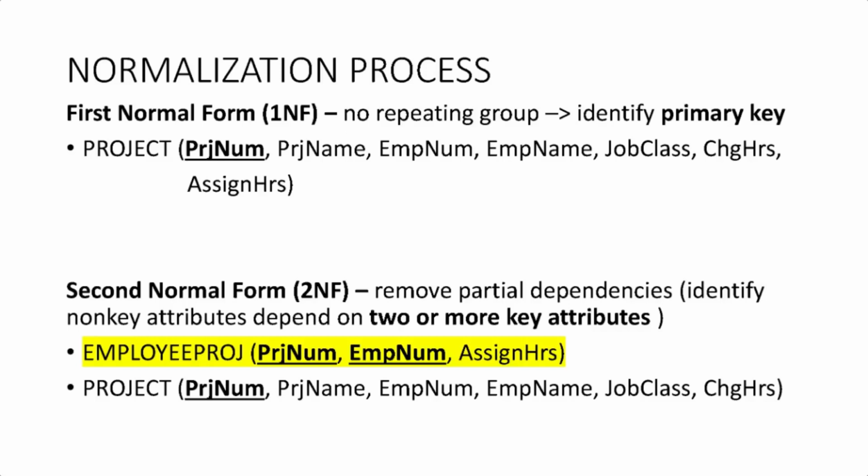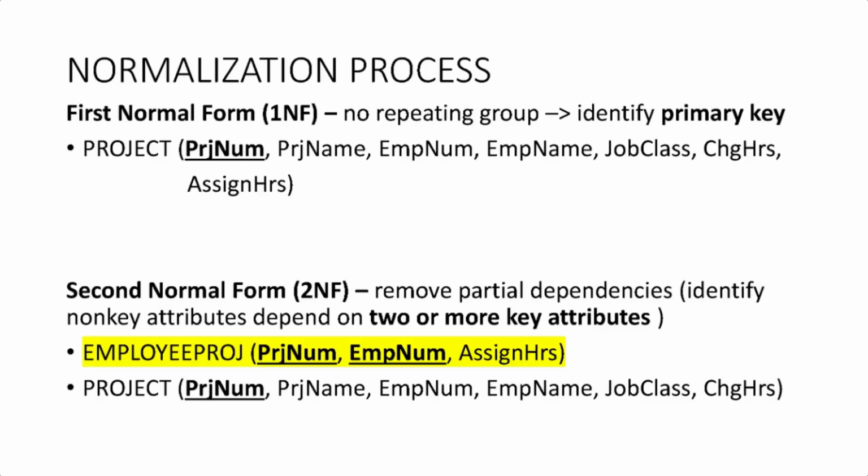So second normal form is to remove partial dependency. That is to find attributes that depend on two or more key attributes. Here, assigned hours is an attribute that depends on two primary keys, right? Project number and employee number. So these are the partial dependencies.